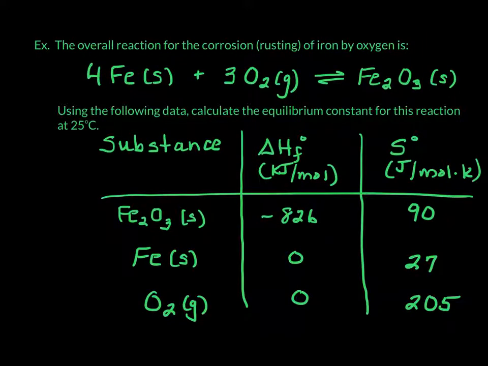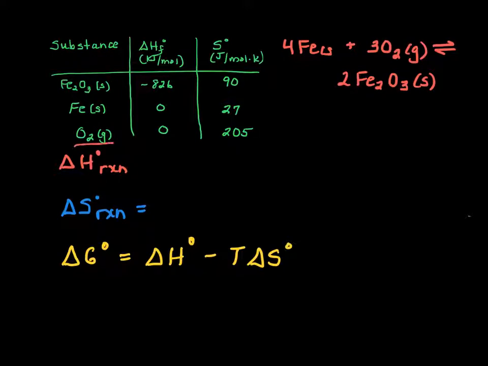So let's try an example. The overall reaction for the rusting of iron by oxygen is given. Using the following data, we're going to calculate the equilibrium constant. So I've given you all the heats of formation and all the entropies. So that same table, just written smaller here. And here's the equation again.